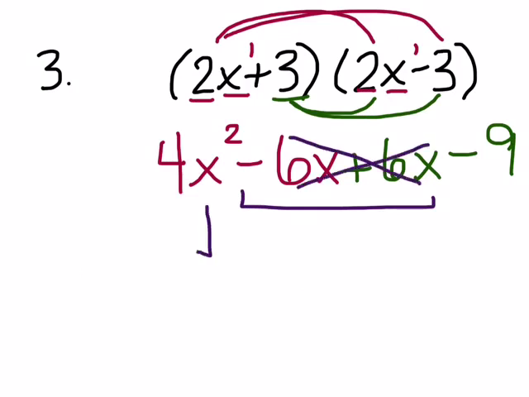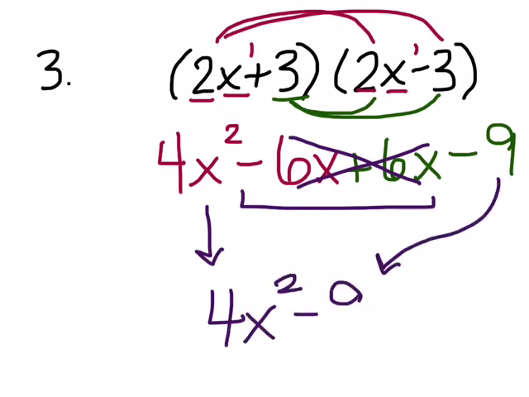So what do I have left? I have 4x squared, and I have minus 9. That's your final answer. That's number 3. I'm going to go ahead and do number 5 as well.